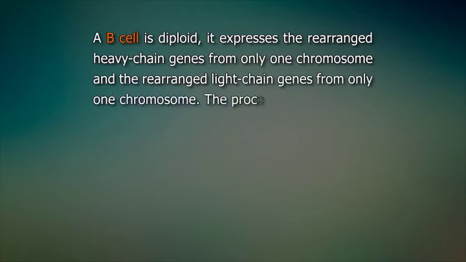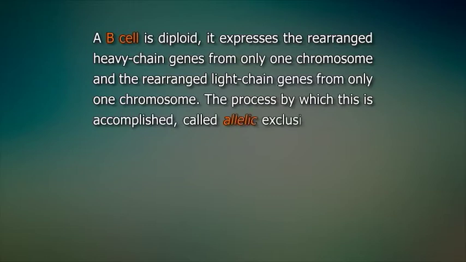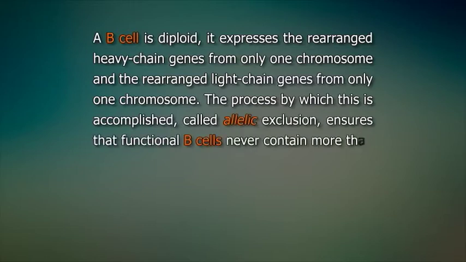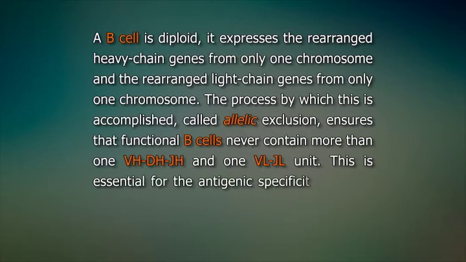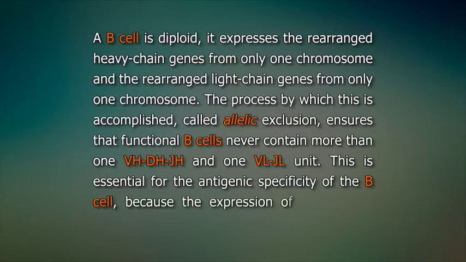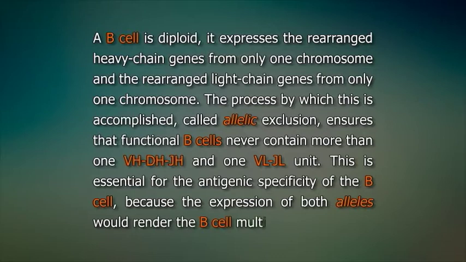The process by which this is accomplished, called allelic exclusion, ensures that a functional B cell never contains more than one VH, DH, JH and one VL, JL unit. This is essential for the antigenic specificity of the B cell because the expression of both alleles would render the B cell multispecific.